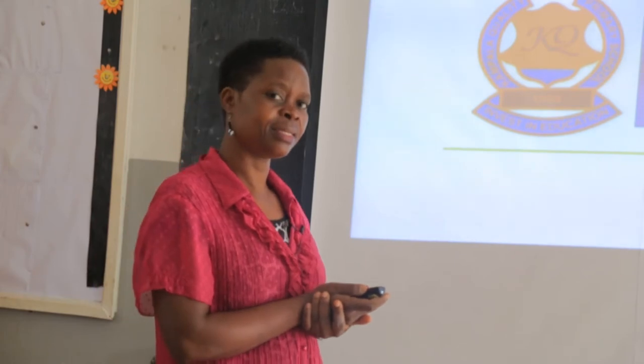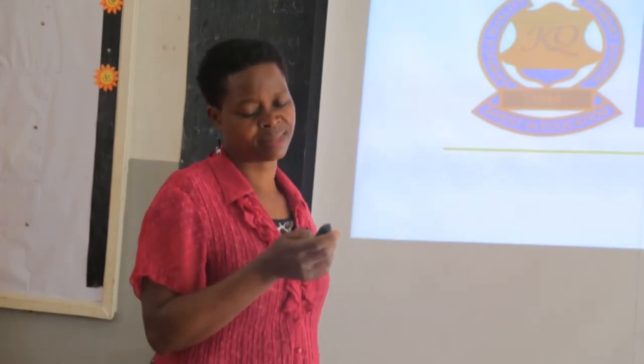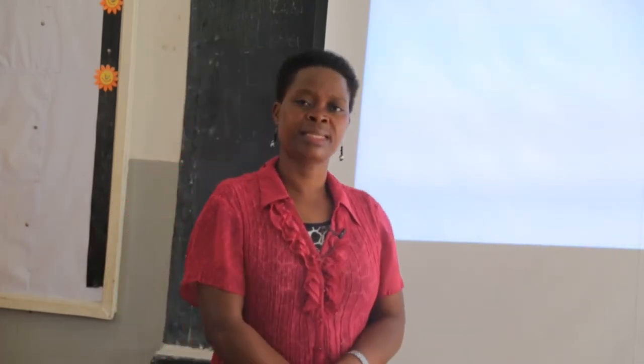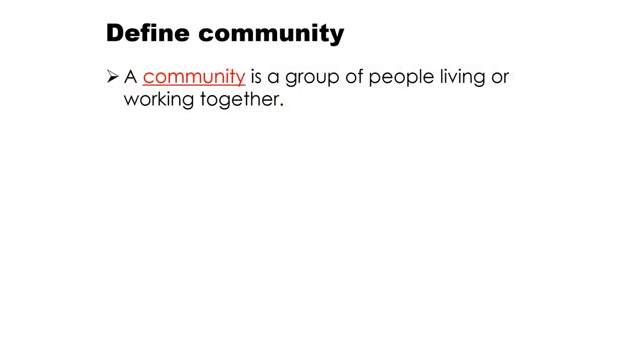Today it is a different lesson, and we have to learn the spellings first. Today we are going to discuss about a community. Community. C-O-M-M-U-N-I-T-Y. Can you say community? And spell it? C-O-M-M-U-N-I-T-Y. Community. So when we talk about a community, what is it? What is a community? Can you think about the meaning of a community?